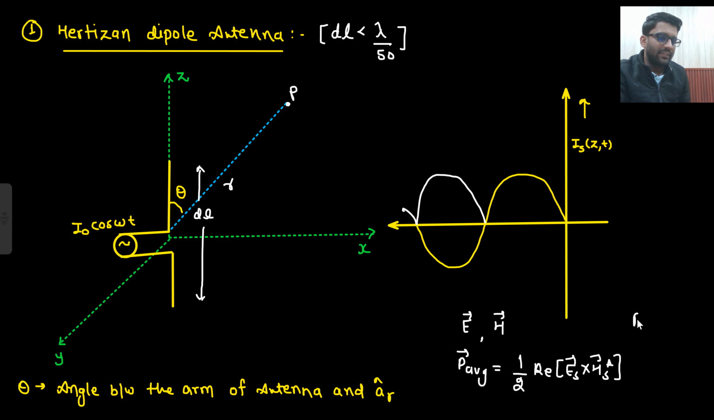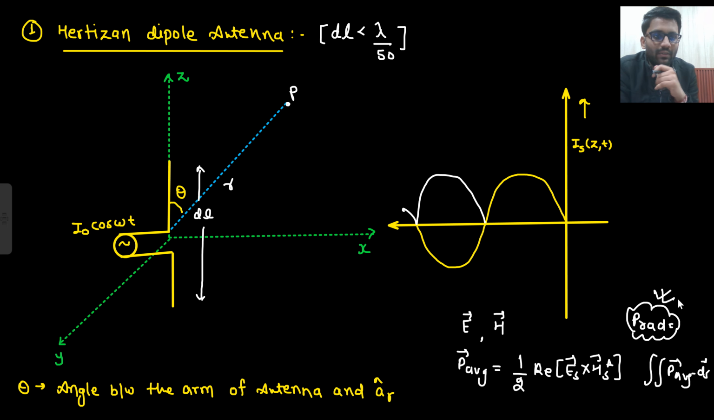And if I have P average, can I find P radiated, the power radiated? What will be the power radiated? Integral of P average dot ds. So our final goal is to find how much power this antenna can radiate. Well and good. So how will we start? We need to find E and H, then P average, and then P radiated.